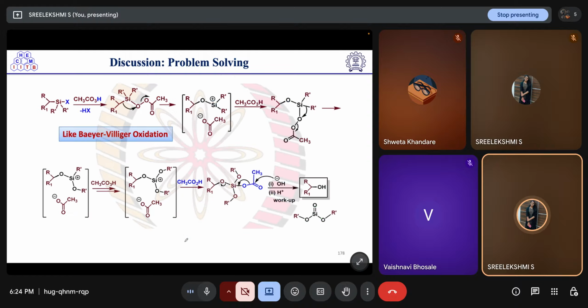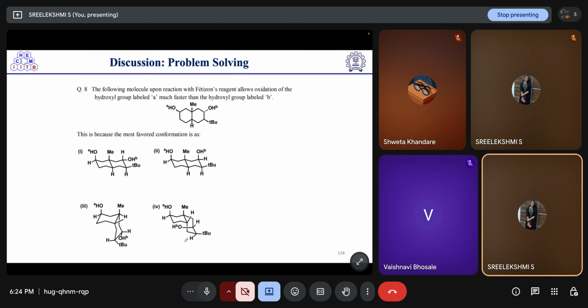Okay, I think this is the last question. The following molecule, upon reaction with Fetizon's reagent, allows oxidation of the hydroxyl group labeled A much faster than the hydroxyl group labeled B. So, which conformation will be favored for that? They are telling us this is reacting faster than this one. So for that, which conformation would be preferable?